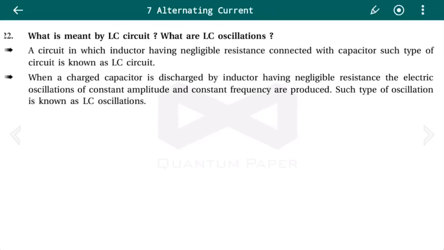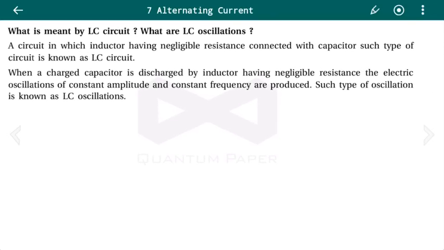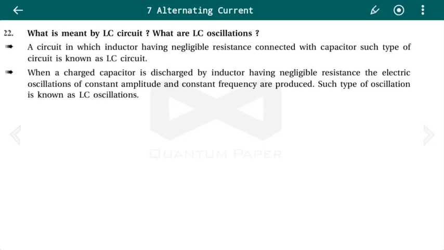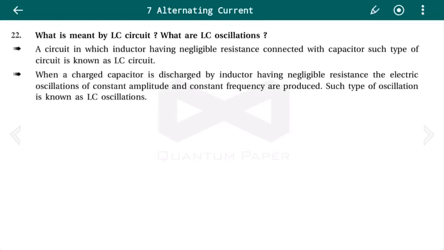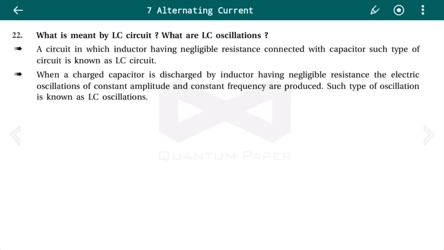When a charged capacitor is discharged through an inductor having negligible resistance, electric oscillations of constant amplitude and constant frequency are produced. Such type of oscillation is known as LC oscillations. So first of all, note down this LC circuit and the LC oscillations. Then we will see the details of each, as well as the derivation of LC oscillation.